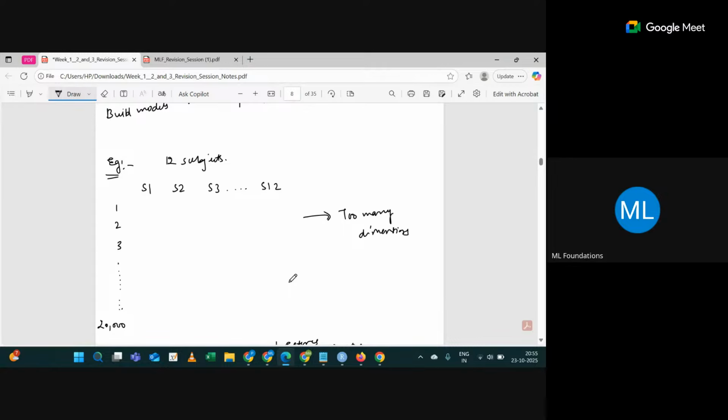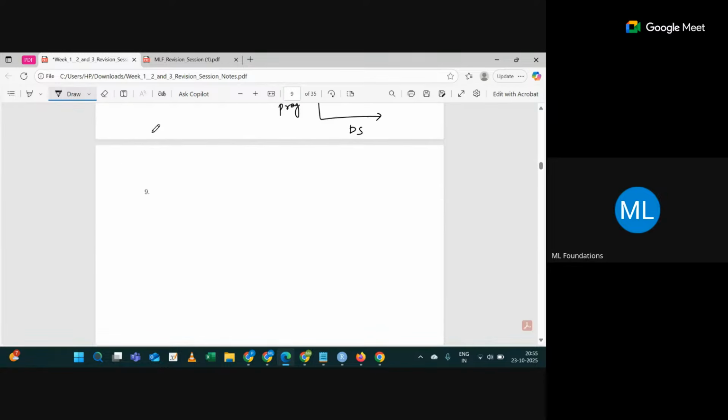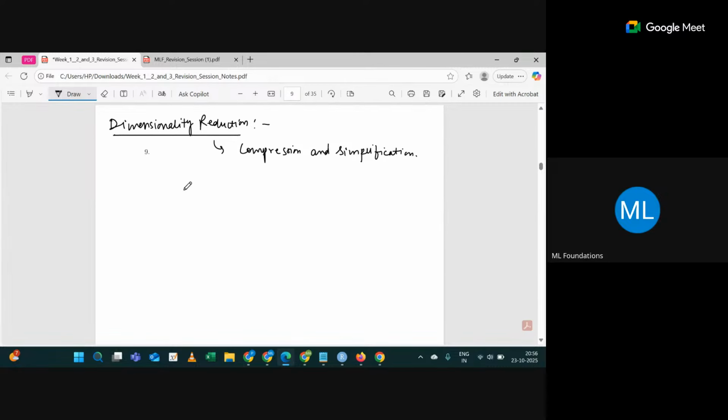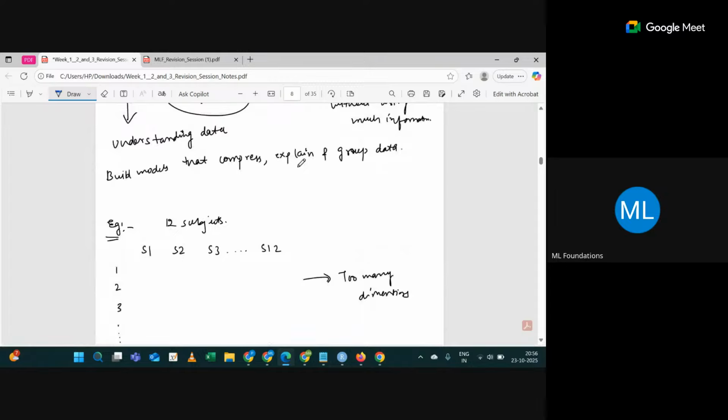So let's try to understand with some notations. In unsupervised learning, there is something called dimensionality reduction. Basically, what is the key thing? Compression and simplification. Yes, very good. As we discussed, opposite to supervised learning, here we don't have labeled data. Labeled data means we don't have output. In supervised learning, we had input and we had output.